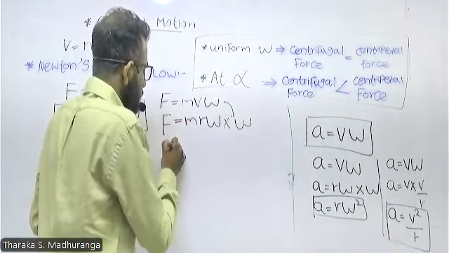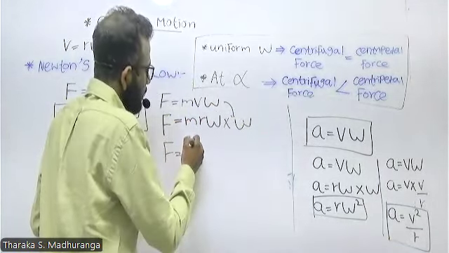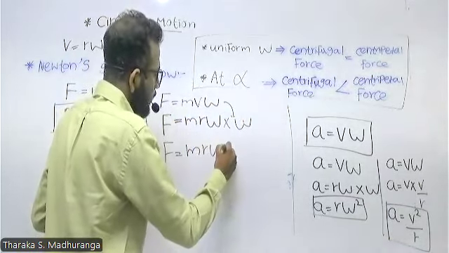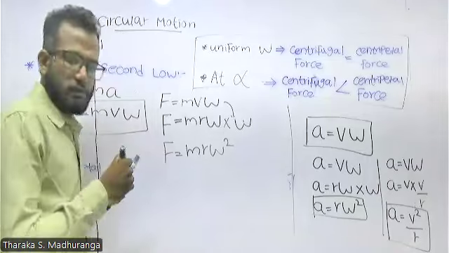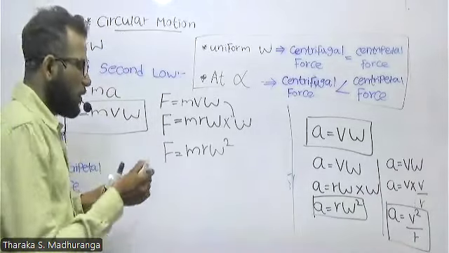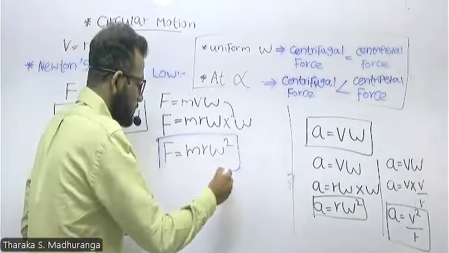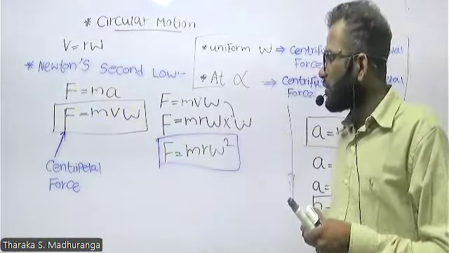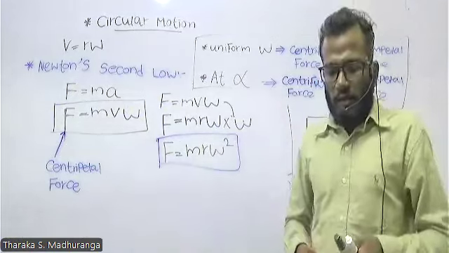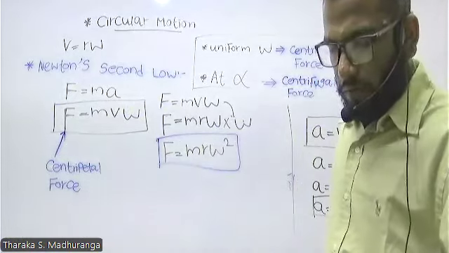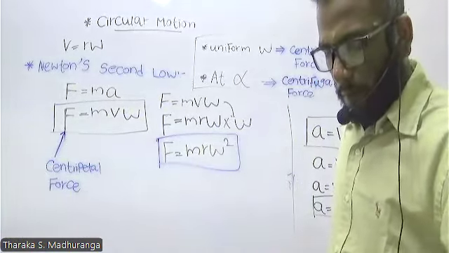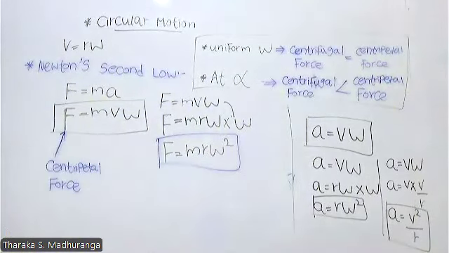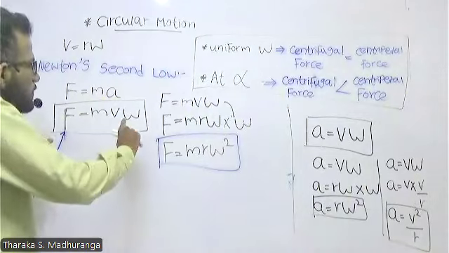Then F equal m r omega square comes. F equal m r omega square. Okay, that's so. That is the basic equation.